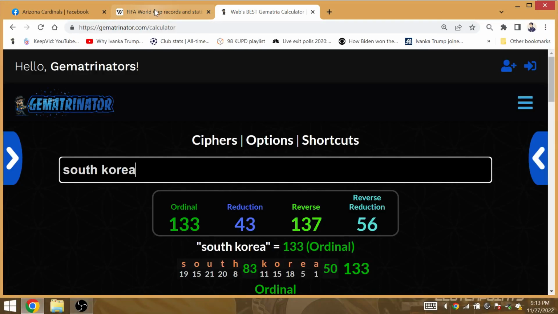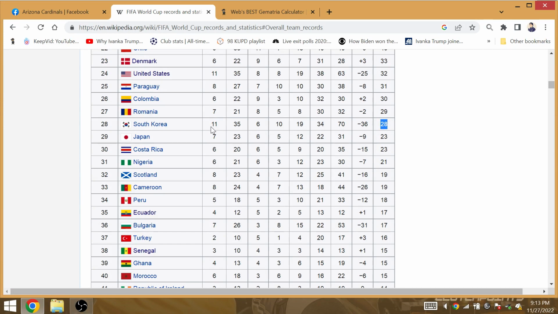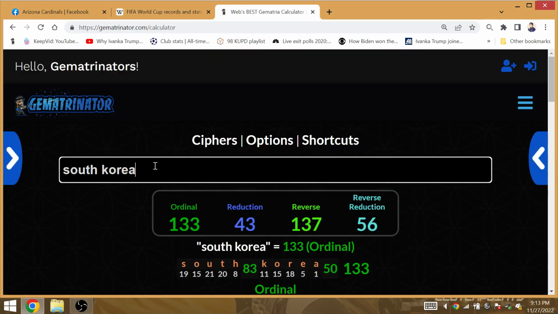World Cup match X, I forgot which number it is. Ghana against South Korea, rooting for Ghana to win. South Korea with 28 points can pick up their 31st points by defeating Ghana.